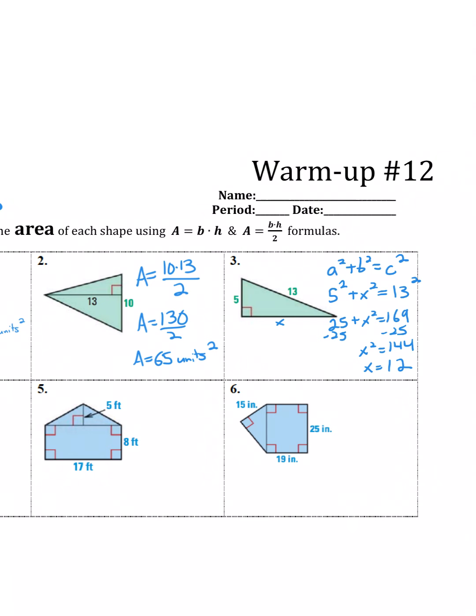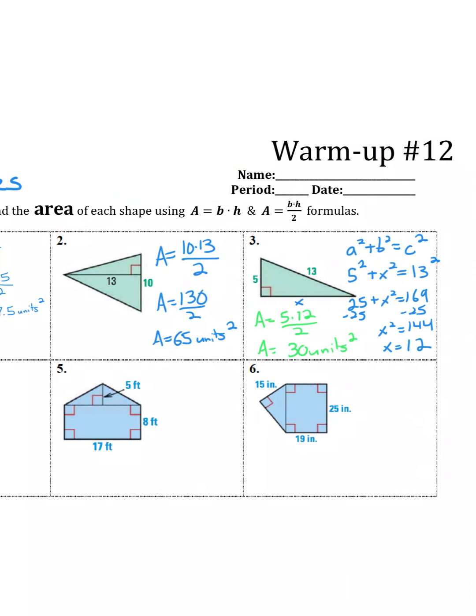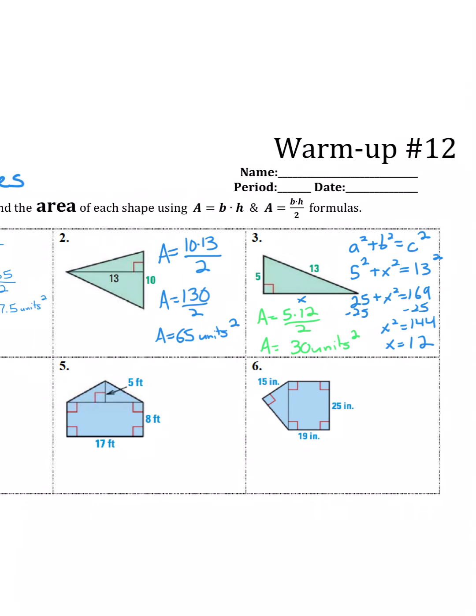So now, finally, I'm ready to find the area. I can say area equals 5 times 12 divided by 2. 5 times 12 is 60, divided by 2 is 30. 30 units squared. That's what problem number 3 is going to look like. Went through that kind of fast. If you need to, we can pause the video for a second. Otherwise, we're going to keep moving on.